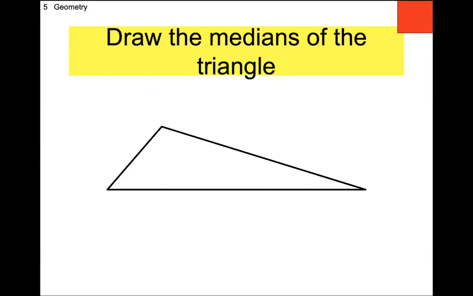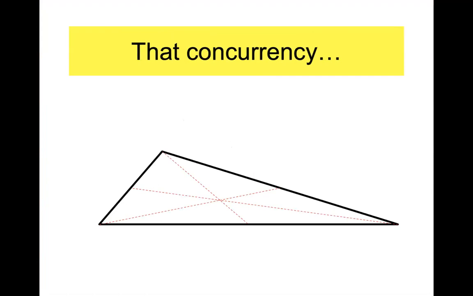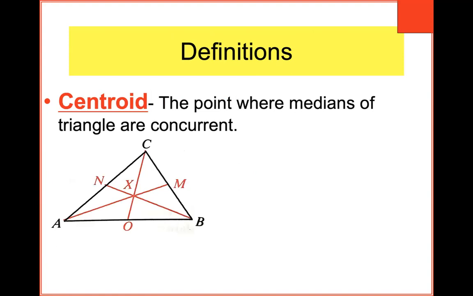If I draw the medians of this triangle, this is an obtuse triangle. By the way, this will work with obtuse, right, or acute. So I need to go to the middle of that side, the middle of that side, and the middle of that side. Yes, in fact, they do meet somewhere. This one is the most interesting one of all of them, in my opinion. That point of concurrency where the medians intersect is called the centroid.